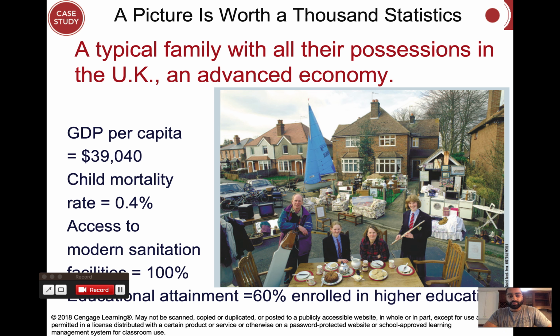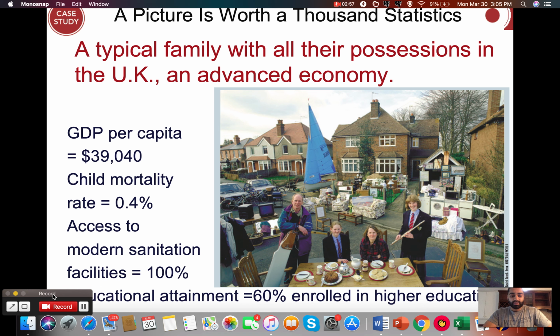Child mortality rate is 0.4%. Now, the lower the mortality rate, the more your population is going to grow. Basically, the mortality rate looks at children passing away before the age of 5. If the number is low, we have a healthier population and people are living longer. Access to modern sanitation facilities is 100%. So again, you have access to better materials, which is good. It's much healthier, safer, and so forth.